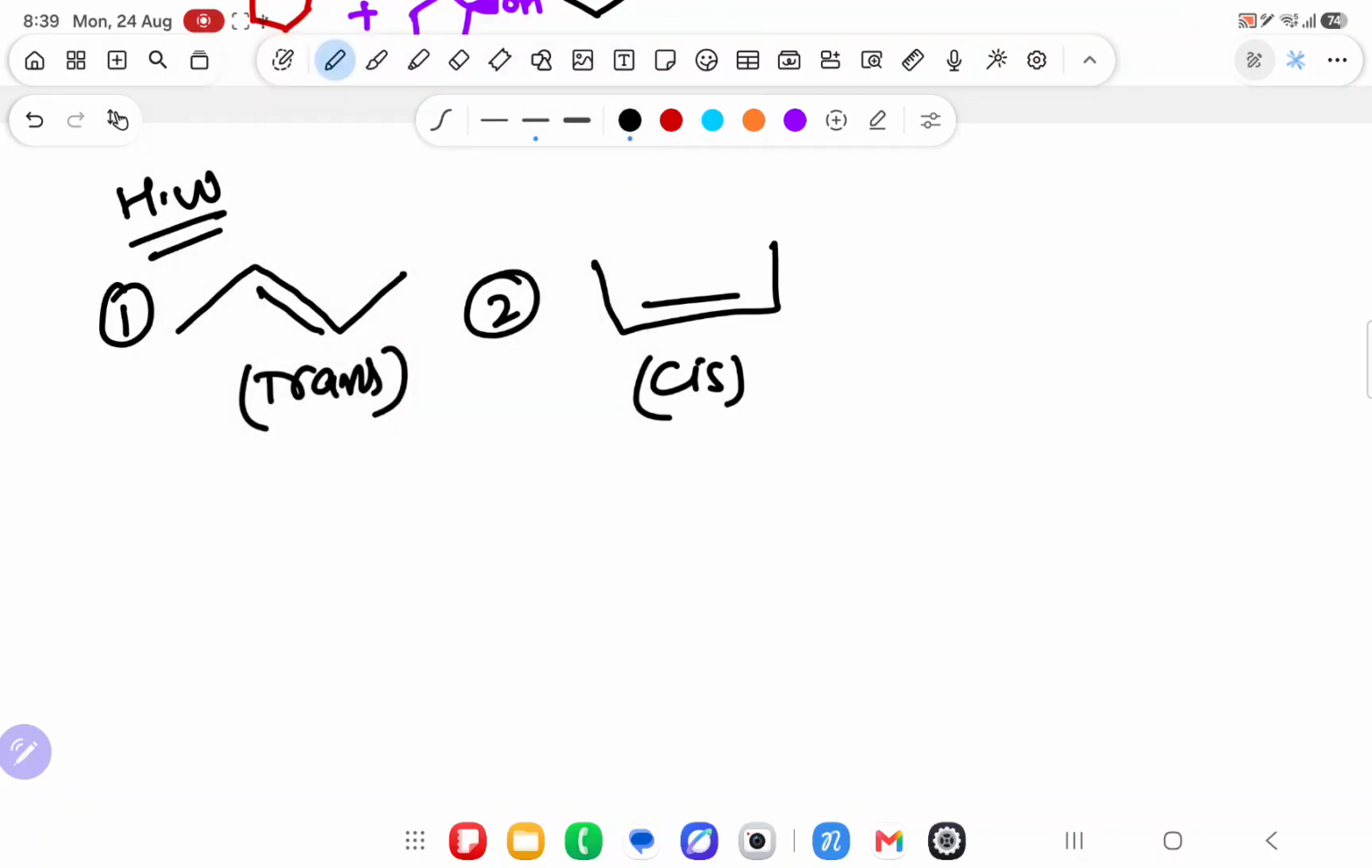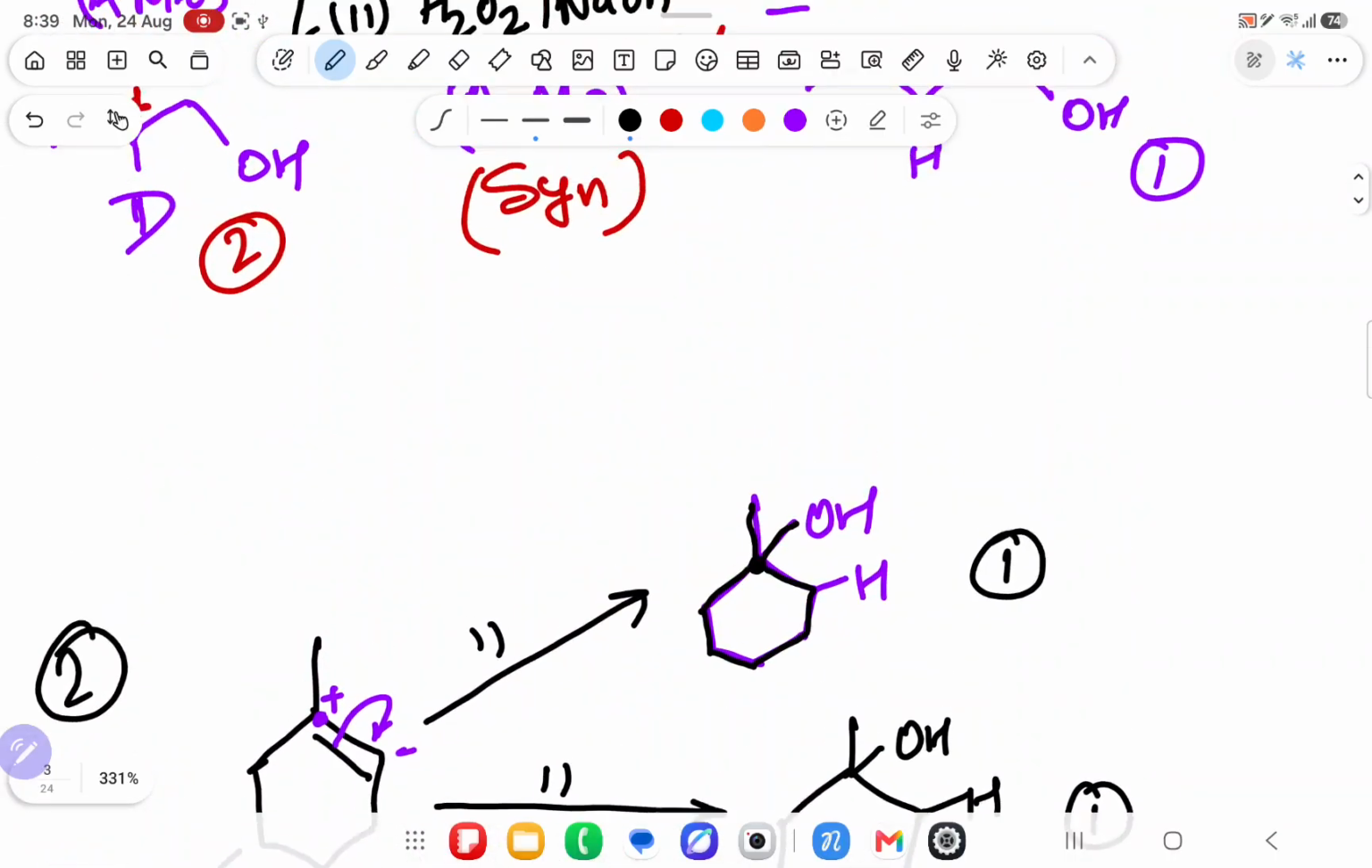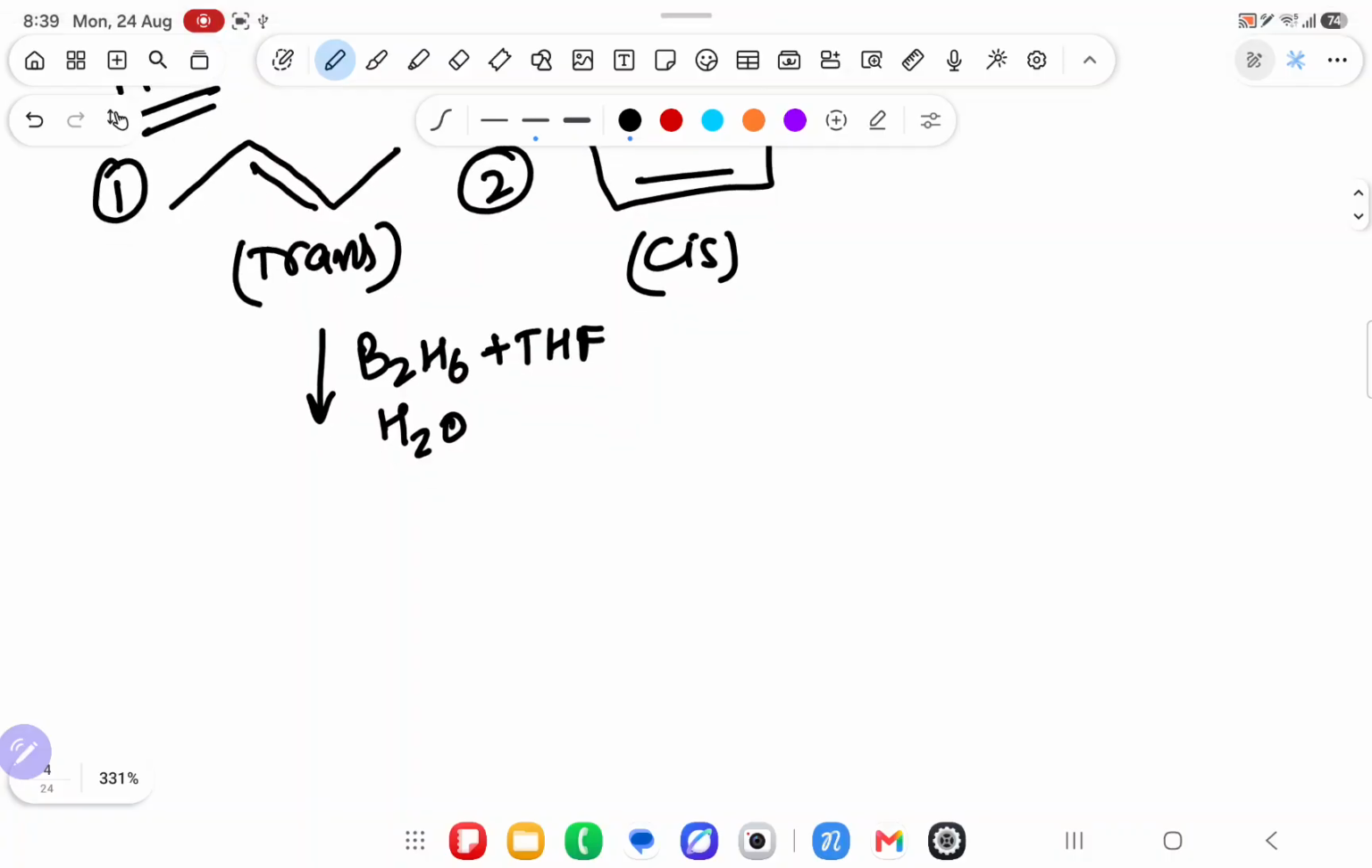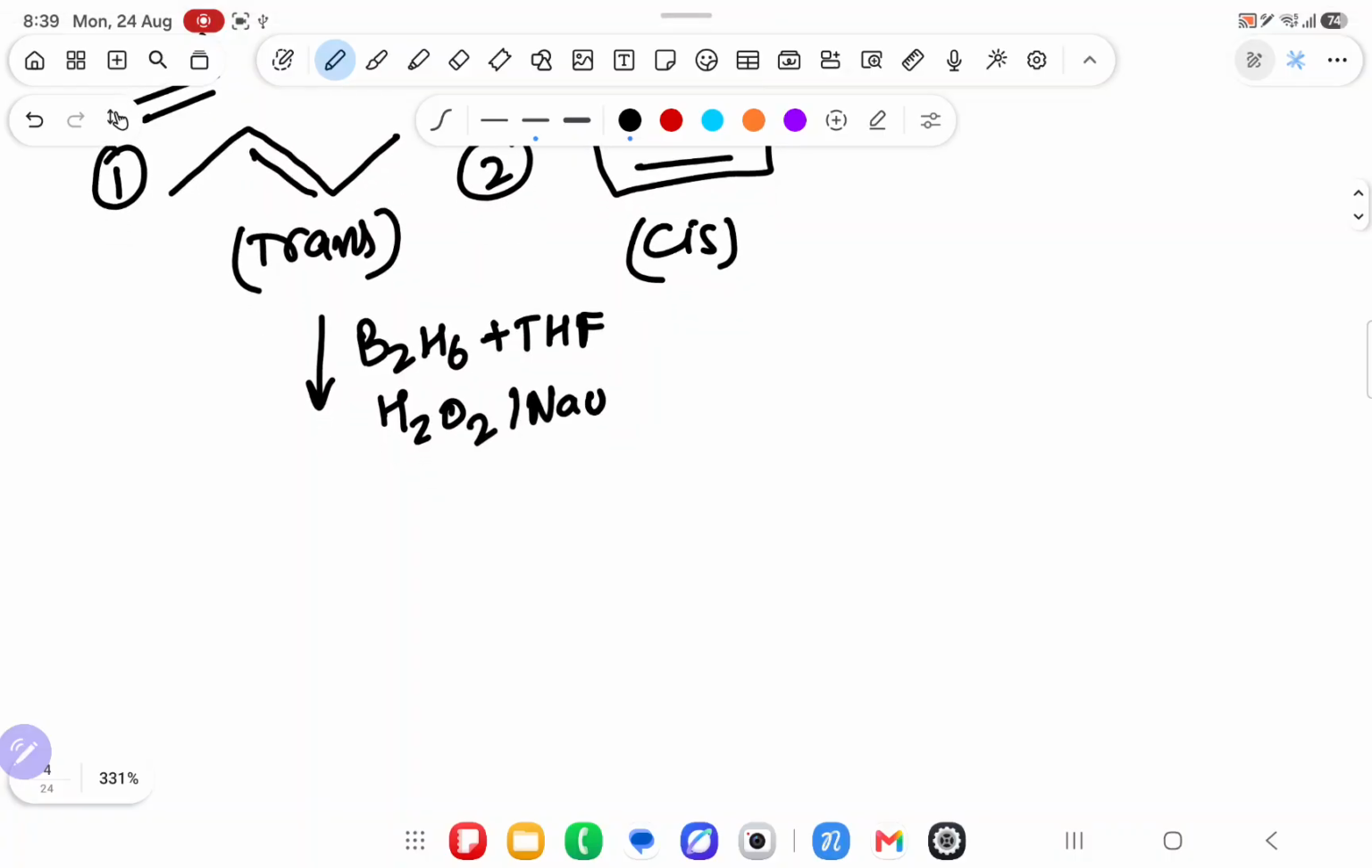Understood? Everyone will try this and try to understand what I am trying to say. This is the one answer I will give. Suppose I react with B2H6 in presence of THF, and then H2O2 in presence of NaOH.